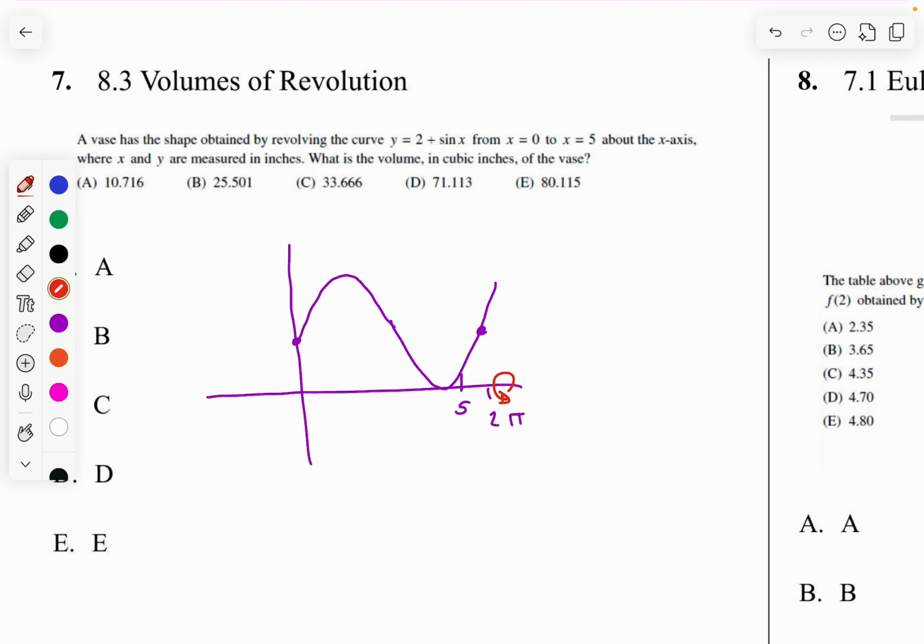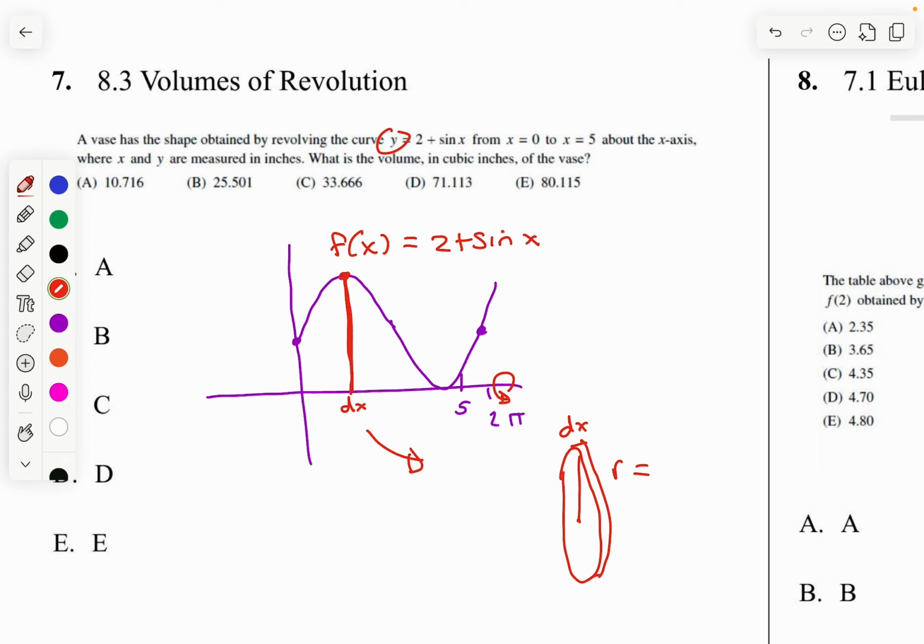And by doing that, we're going to be using the disk method to accumulate volume. If you imagine just rotating that one rectangle, we're going to get a disk, which I'll sketch, kind of sloppily. Okay, but there's our disk. The thickness is dx, and then the radius that we see there is just the function itself, right? So if I call this f of x, the function f of x equals 2 plus sine of x, then r is just equal to f of x.